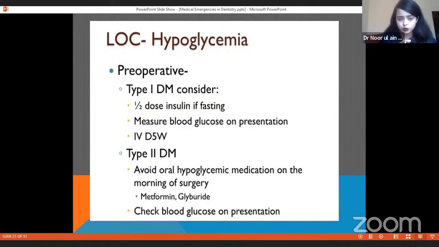In type 2 diabetes mellitus, we'll avoid oral hypoglycemic medication on the morning of surgery. That is metformin, which most patients take, or it is combined with other medications, but metformin is mostly what patients are taking in type 2 diabetes. And glyburides are also taken by patients. We'll check the blood glucose on presentation.